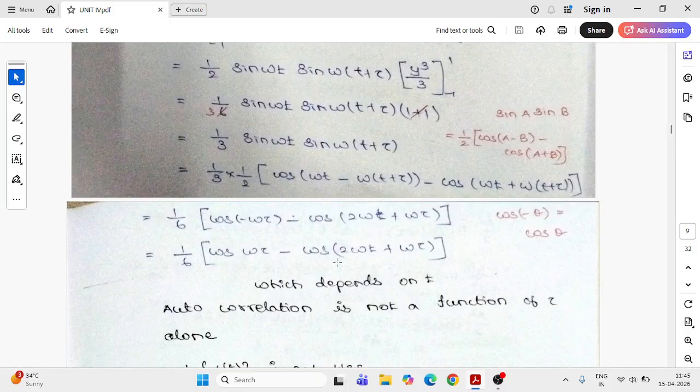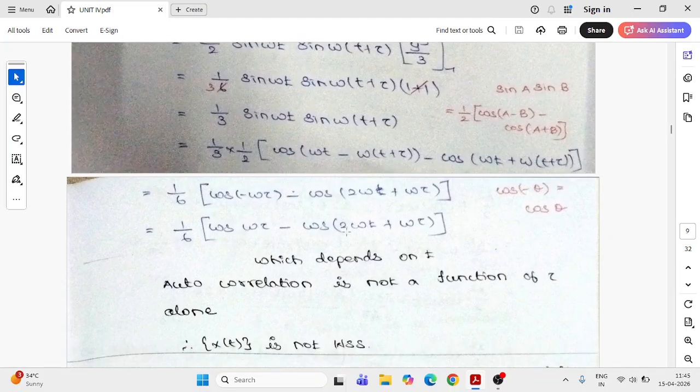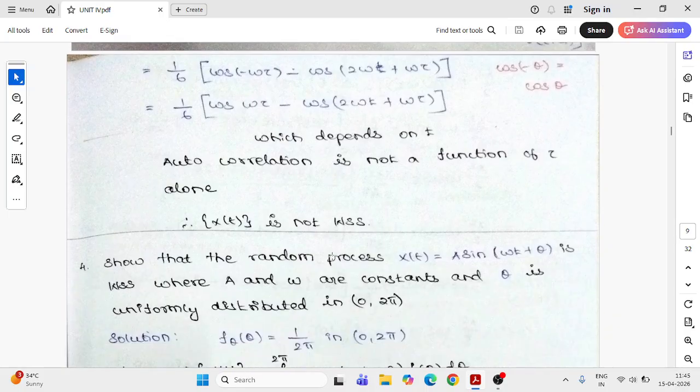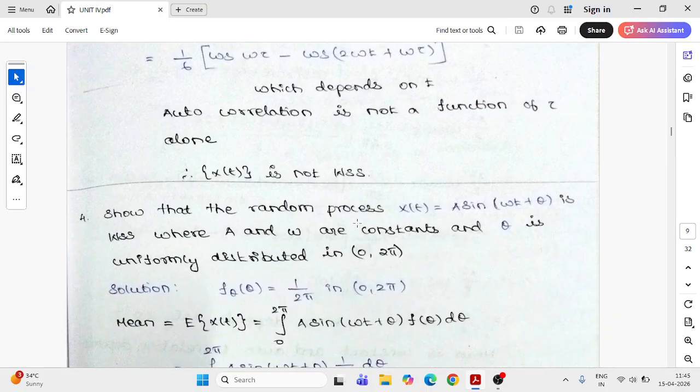So we know that for the autocorrelation function of a WSS process, it must be dependent on tau alone, but here it is dependent on tau as well as t, so we cannot consider it. So the second rule fails, so it is not a WSS process. Okay, next we go with another problem.